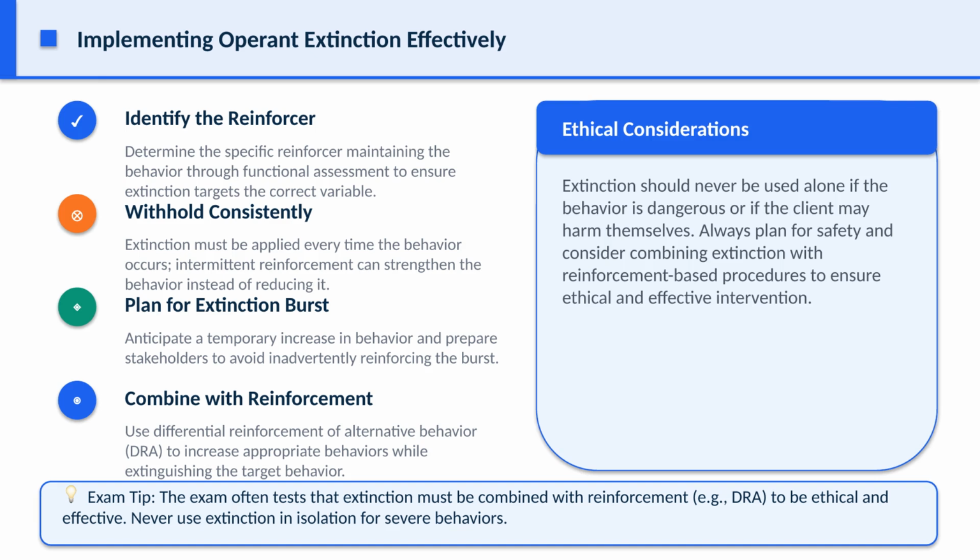Be prepared for an extinction burst, a temporary increase in frequency or intensity, and ensure stakeholders understand this so they don't accidentally reinforce it. Pair extinction with differential reinforcement of alternative behavior, or DRA, to teach and reinforce a more appropriate response, making the intervention more effective and ethical. Finally, monitor for side effects like aggression, emotional outbursts, or spontaneous recovery, and adjust the plan to maintain safety.